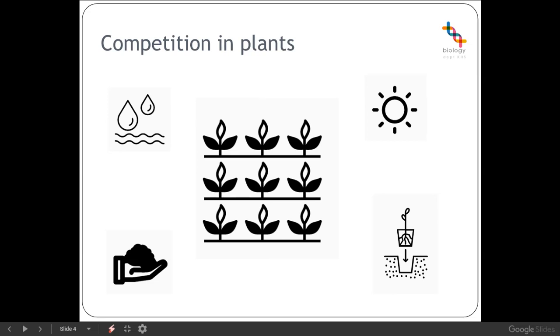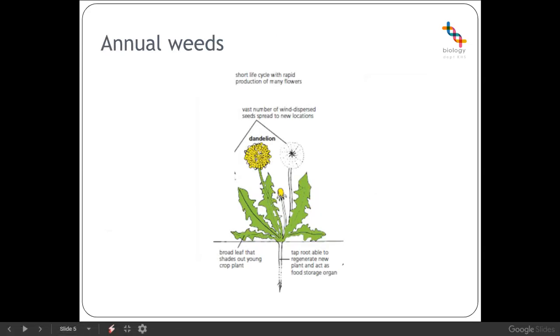There's two main forms of weeds. We have annual weeds, which essentially are ones which go through their entire life cycle from seed to death in a year. They're characterised by specific things about them. They have a particularly rapid growth. They've got a very short life cycle. They produce a lot of flowers. They normally have quite a high seed output and their seeds last a long time, so they've got long-term seed viability. They also tend to have one single root at the bottom, and that helps them regenerate a new plant and act as a food storage organ if they need it.